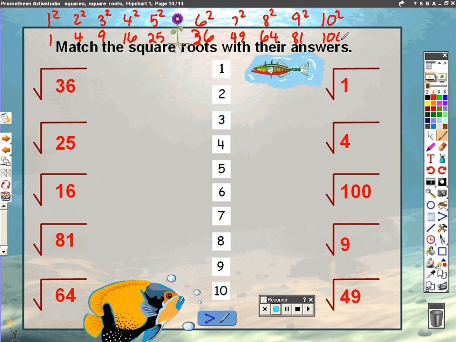Okay, so 36, I'm going to find 36 on my sheet, and it's 6 squared. So the square root of 36 is 6. Okay, so we're going to draw a little line. It goes with that one. Okay, 25. I found 25 on my chart. When I look above, 25 is really 5 squared. So that's going to be 5. Okay, use our cheat sheet and see if you can continue the answers.